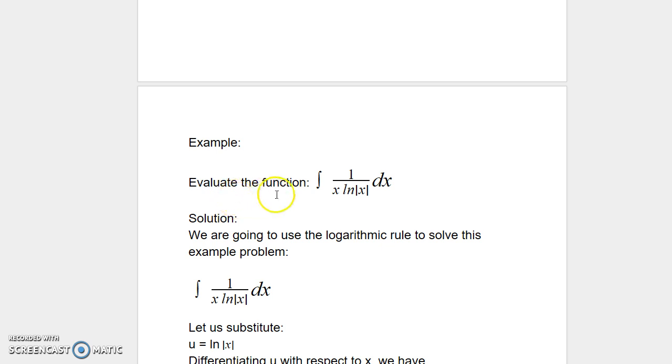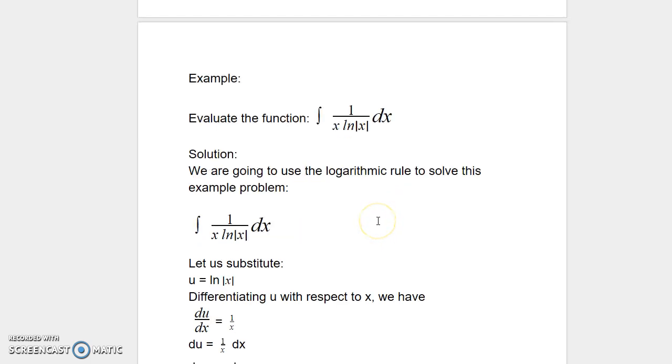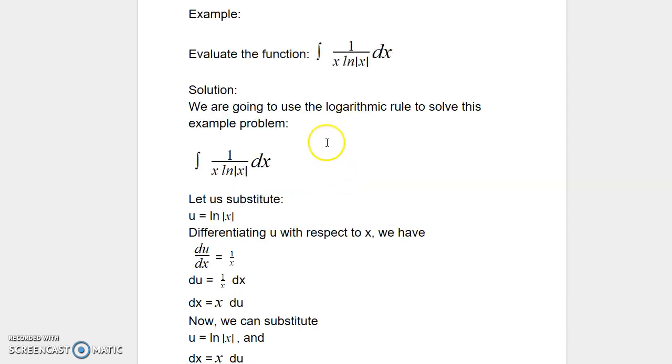Let's say we want to evaluate the integral of 1 over x ln of x dx. We are going to use the logarithmic rule to solve this example problem. Let us substitute u as equal to ln of x. Differentiating u with respect to x, we have du by dx is equal to 1 over x. The derivative of ln of x is 1 over x, right? So therefore, du is equal to 1 over x dx.